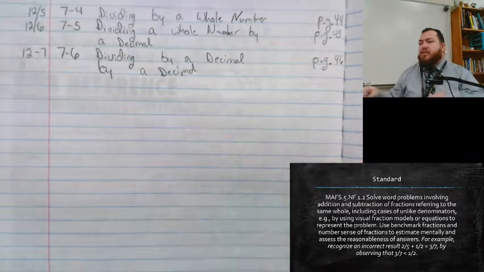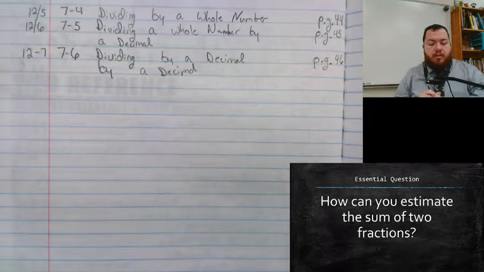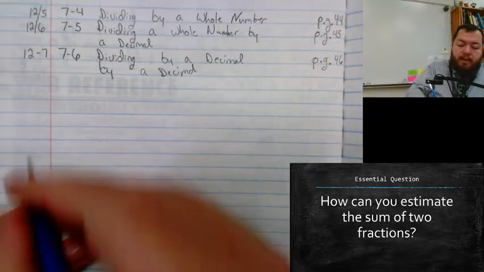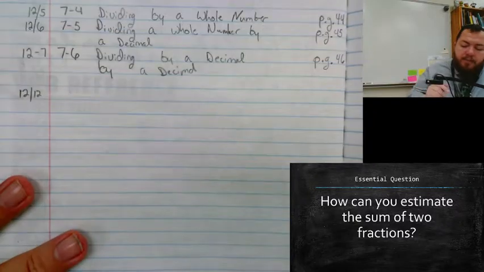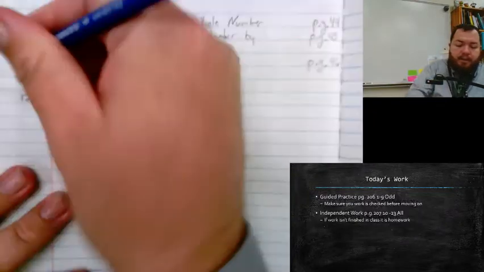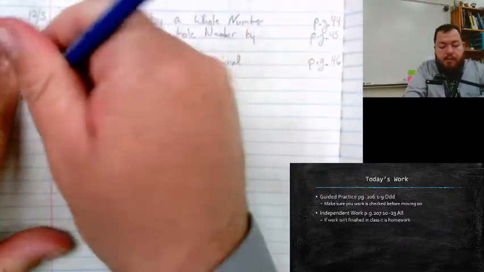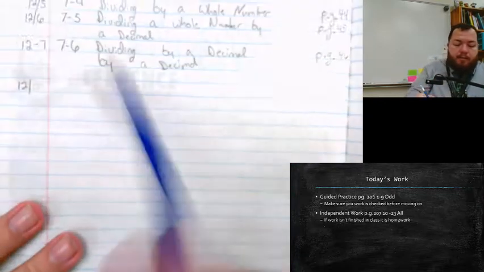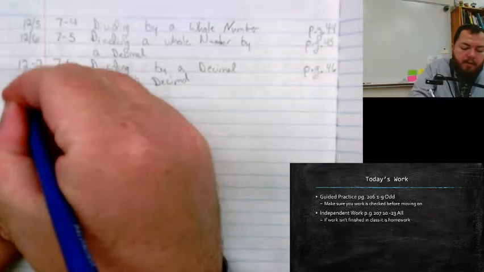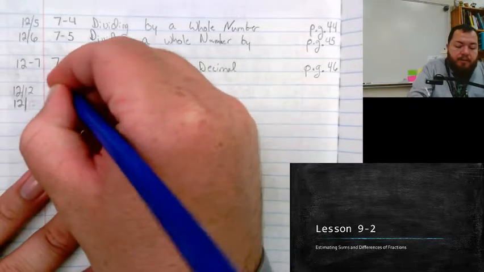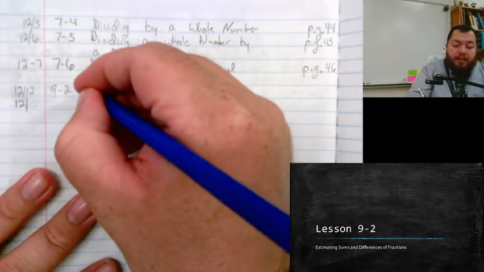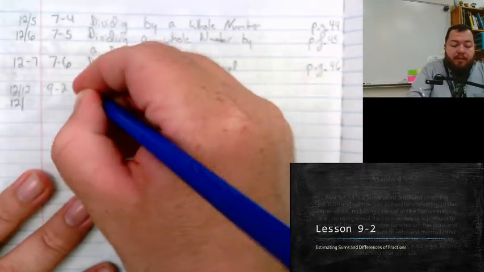Okay, guys, it's Tuesday, and we're gonna start topic 9. Today's date is December 12th. First thing we need to do is make sure our table of contents is updated. And in topic 9, we're gonna start on lesson 9-2, and we're gonna estimate sums and differences of fractions.